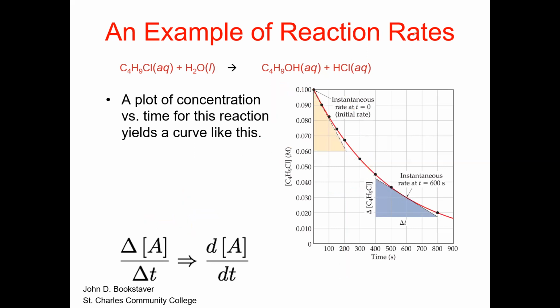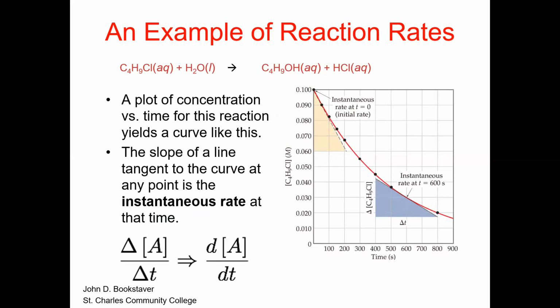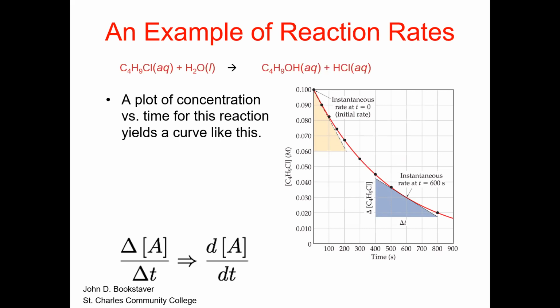Okay. Then, the slope of a line tangent to the curve at any point is the instantaneous rate at that point. So this is the instantaneous rate at this point, and this is also another instantaneous rate at this time. So this is at time 0, and this is at 600 seconds.